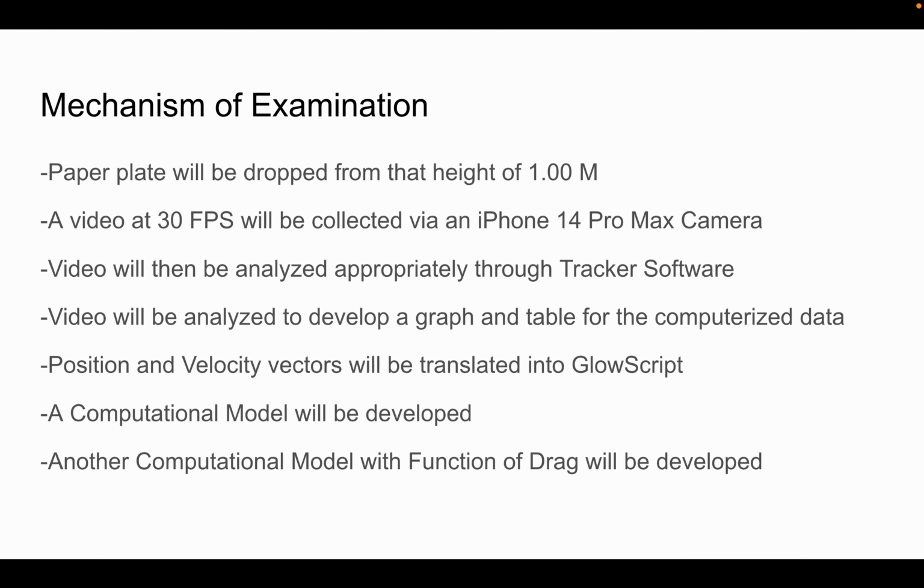Position and velocity vectors can be derived from that observational model through the graph and table collected as mentioned. From there, Glowscript will be utilized with the starter code to develop a computational model. Another computational model will be developed incorporating the function of drag.